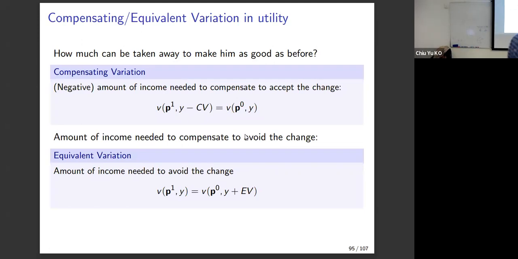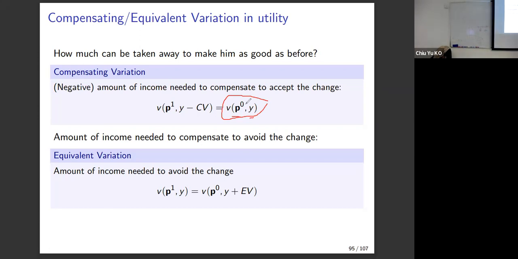There are actually two ways to measure how much better or worse off, depending on your perspective, the reference point. It goes back to the idea, like Einstein's relativity, of which reference point you are observing from. Suppose you're looking at compensating variation, making the guy as well off as before. So look at the beginning: we have price P0 and income Y. So this V is how happy he is initially.